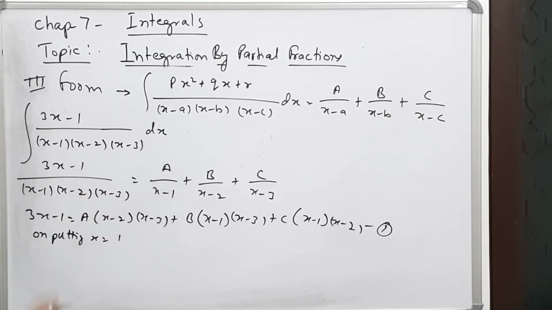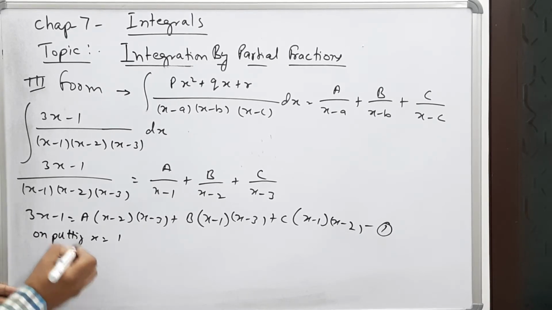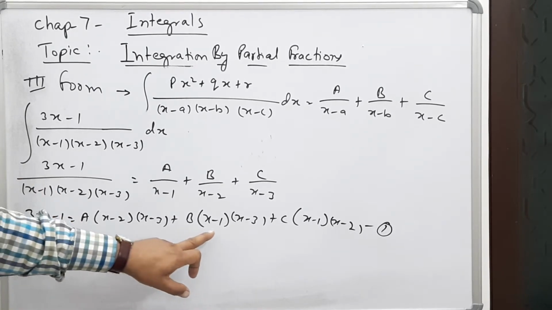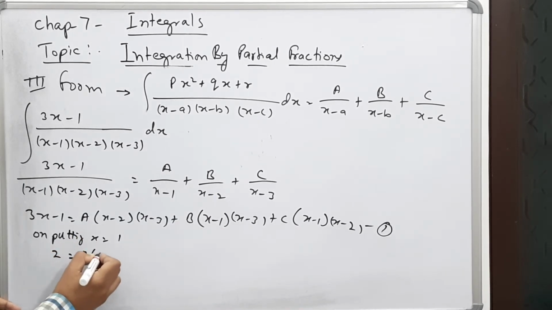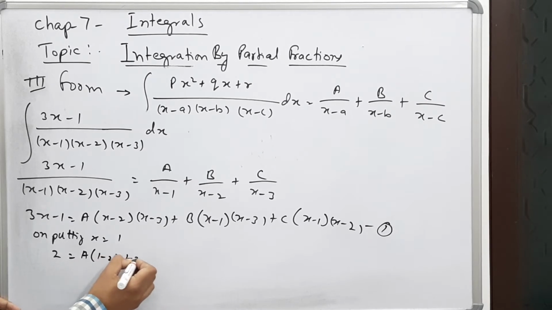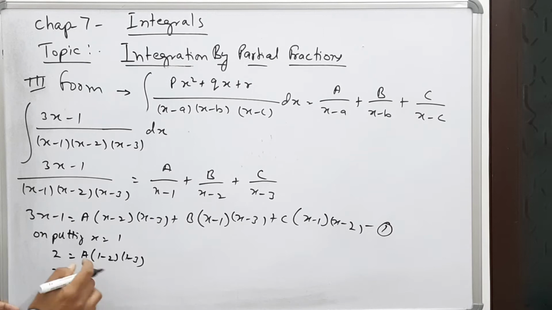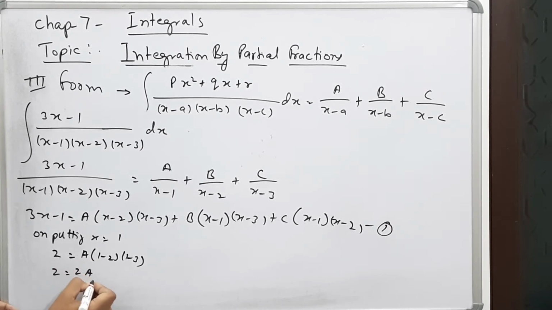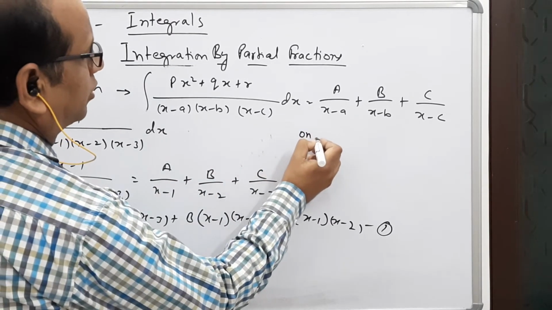Now in this, on putting x equals 1, this side will be 3 into 1 minus 1, that is 2. Here, this part will be 0 and this part will be 0. You see, a equals (1 minus 2) and (1 minus 3). So 2 equals minus 1 and minus 2, so it is 2a. So the value of a is 1. And what about the second part? This part will be 0 and this part will be 0.